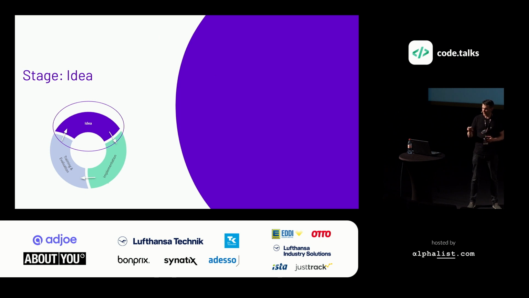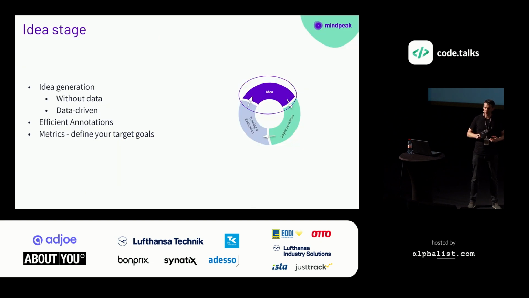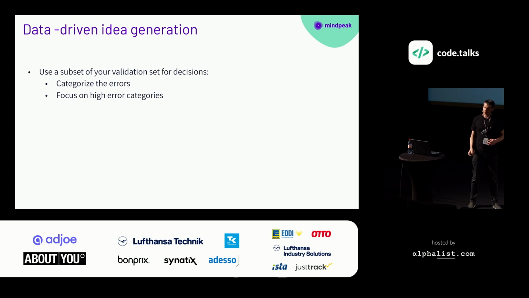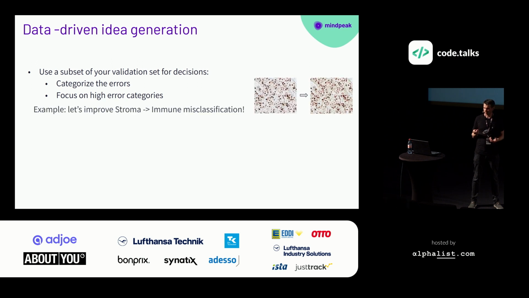So first, for the idea stage, you can either just generate ideas out of your head or read some research papers, of course. But something that is quite cool, I think, is if you look at it from a data-driven perspective. For that, you could, for example, use your validation set or a subset of it to make decisions of what to work on. And then you can categorize the errors you make on those subset images to focus on the ones that have the highest errors.